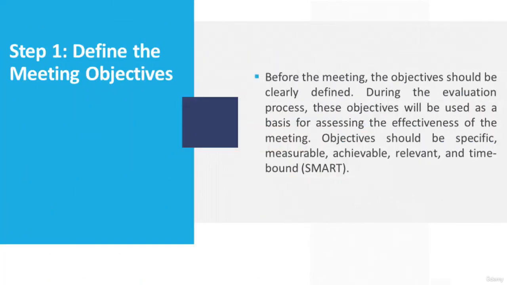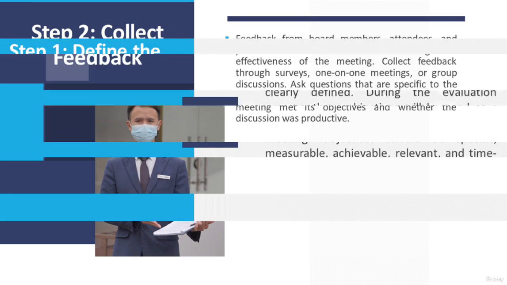Step number 1. Define the meeting objectives. Before the meeting, the objectives should be clearly defined. During the evaluation process, these objectives will be used as a basis of addressing the effectiveness of the meeting. Objectives should be specific, measurable, achievable, relevant, and time-bound.